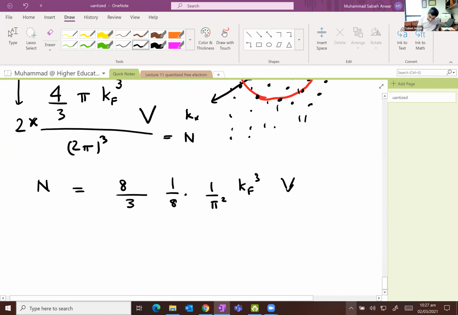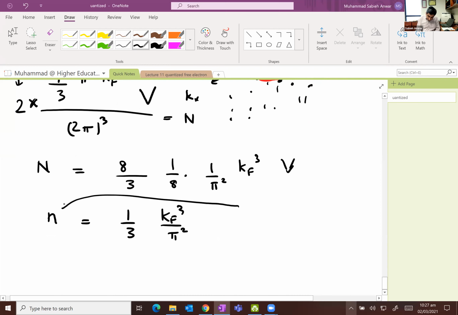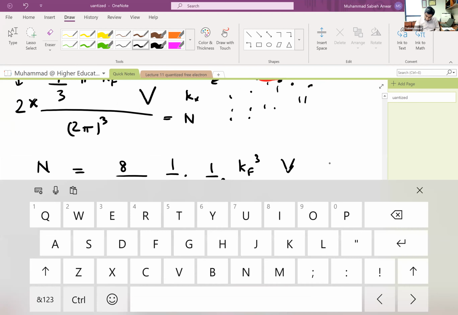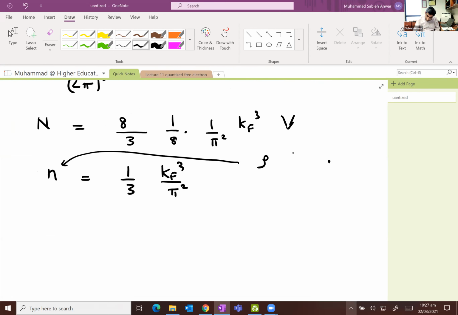Now, if I were to take V to the other side, I will get the number density of electrons, the number of electrons per unit volume, and this is equal to 1 over 3 kf cube over pi square. Now, this number density of electrons depends upon the density of the metal. It depends upon the valency of the metal, and it depends upon the molarity of the metal, the Avogadro number, and so on. So you can find out the number of electrons per unit volume.